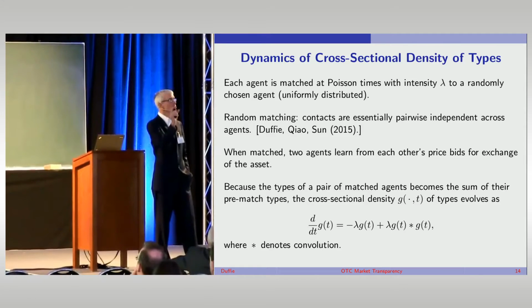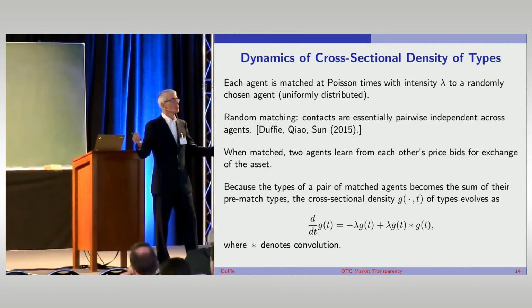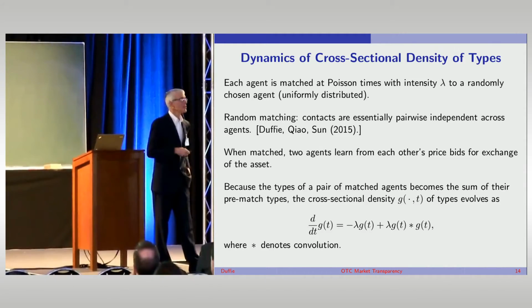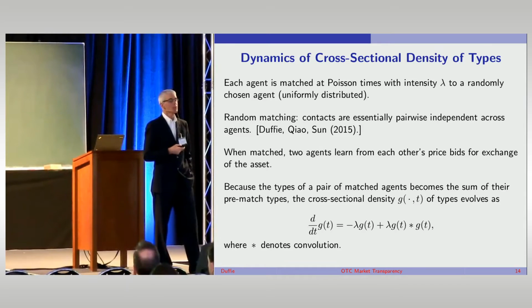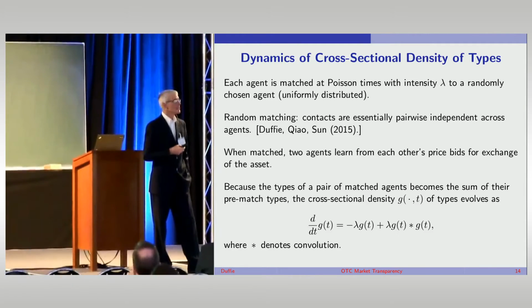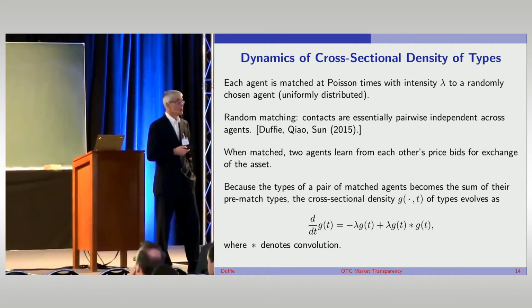Why? Because remember, when two types meet, their types come away as the sum of the two. And what happens when you have two density functions, draw from them at random at rate lambda, and when you get two observations, you add them together? You're adding to the population at rate lambda times the convolution of this density with itself. If the intuition for that is not obvious, just think in terms of convolution means adding. This is now a very simple equation.